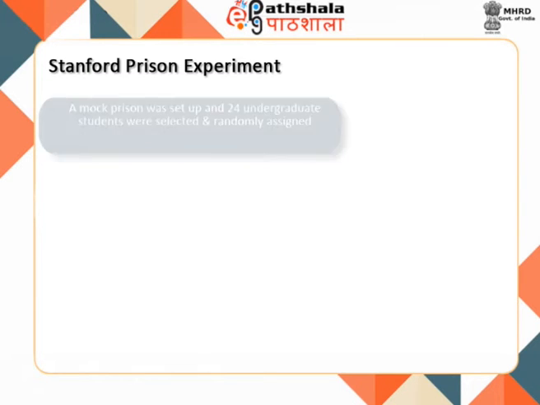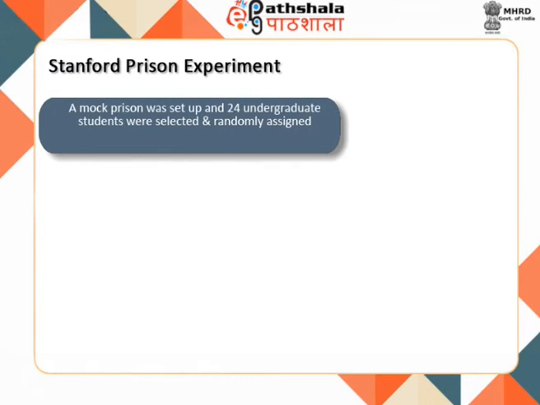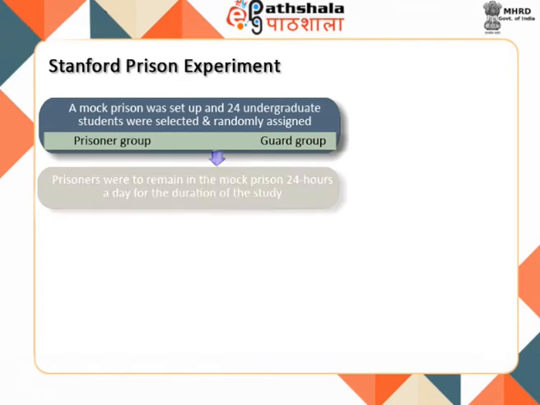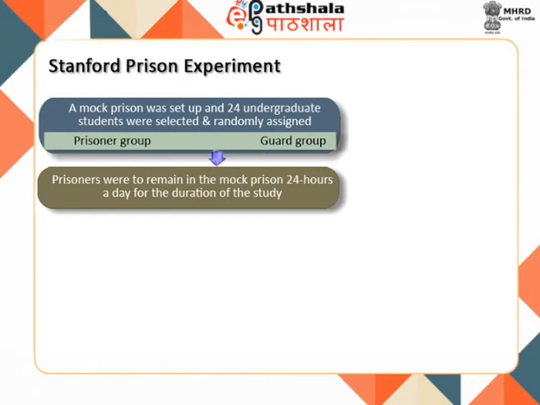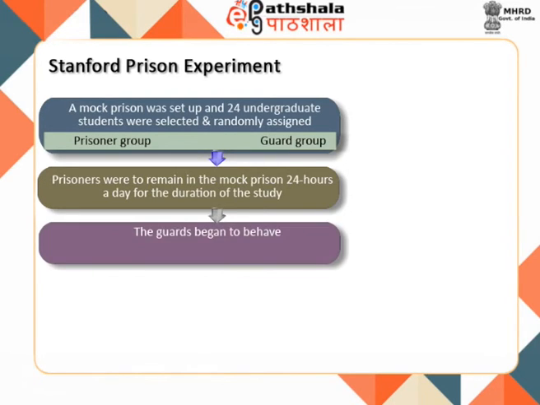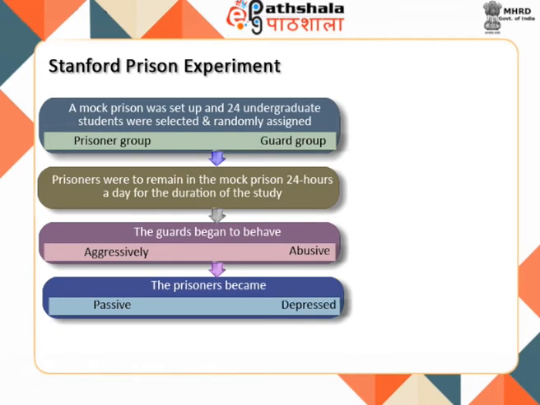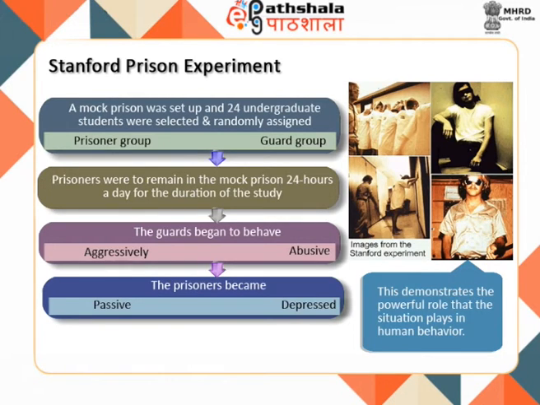The researchers set up a mock prison and selected 24 undergraduate students. Then they were randomly assigned to either the prisoner group or the guard group. Prisoners were to remain in the mock prison 24 hours a day for the duration of the study. Guards were assigned to work in 3-man teams for 8-hour shifts. It was observed that the guards became abusive and the prisoners began to show signs of extreme stress and anxiety. The guards began to behave in ways that were aggressive and abusive towards the prisoners, while the prisoners became passive and depressed. According to Zimbardo and his colleague, the Stanford Prison Experiment demonstrates the powerful role that the situation can play in human behavior.